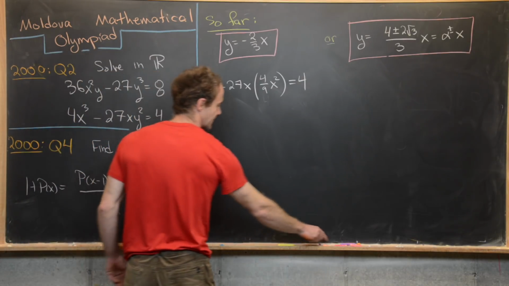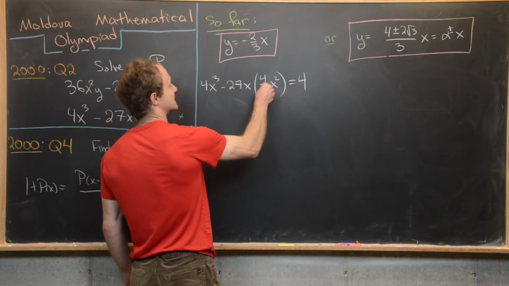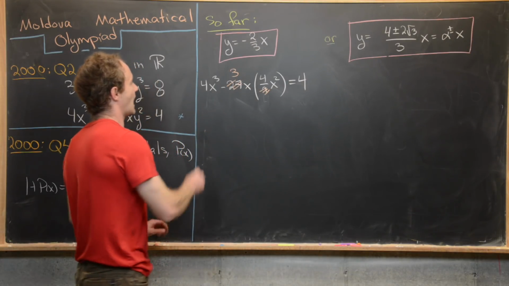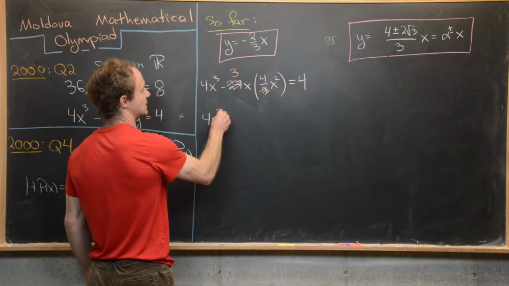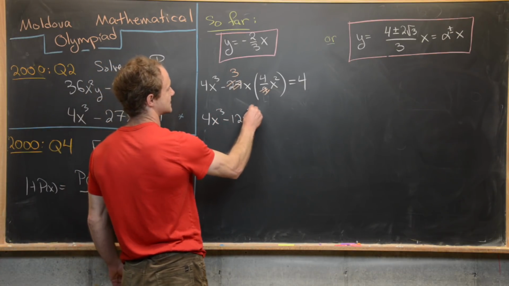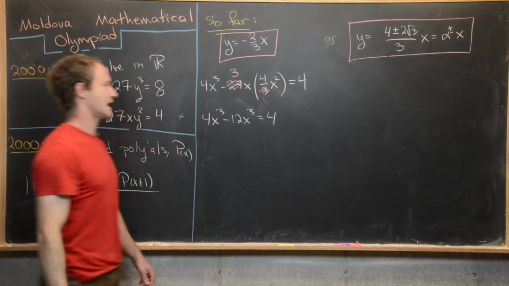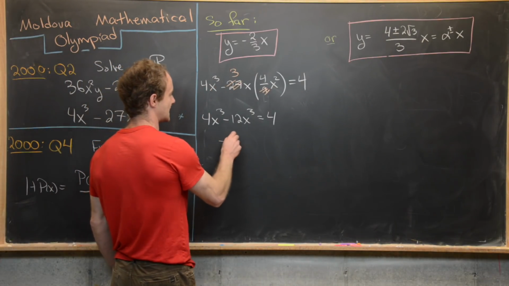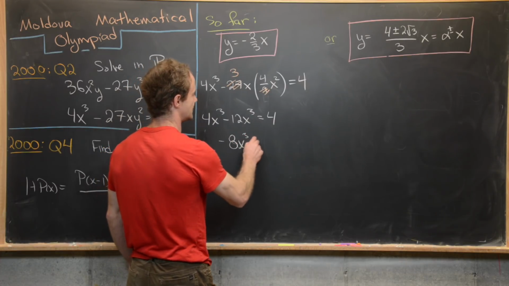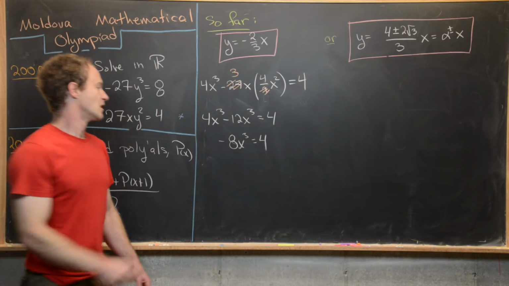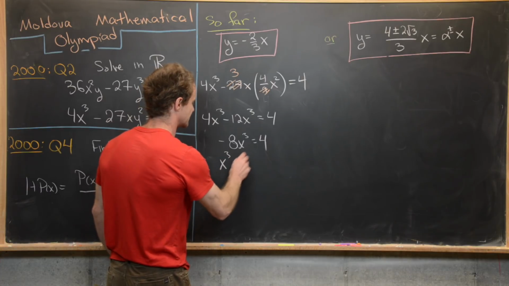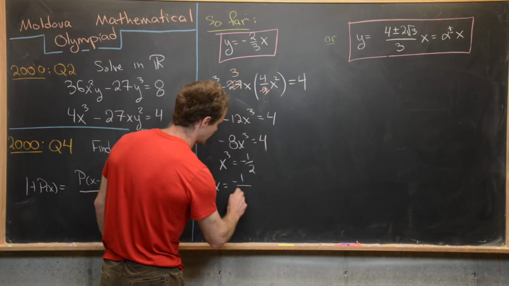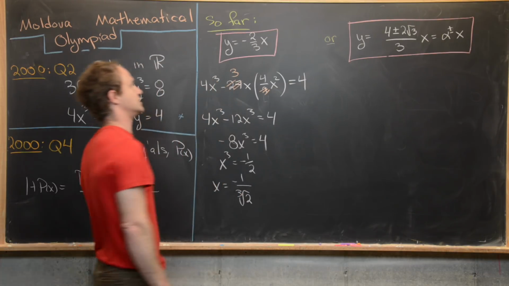So let's see some simplification that can happen here. This 9 can cancel this 27 down to a 3. And then we're left with 4x cubed minus 12x cubed equals 4, like that. 3 times 4 is 12. So that's going to give us a minus 8x cubed equals 4, which tells us that x cubed equals minus half, which tells us that x equals minus 1 over the cube root of 2.